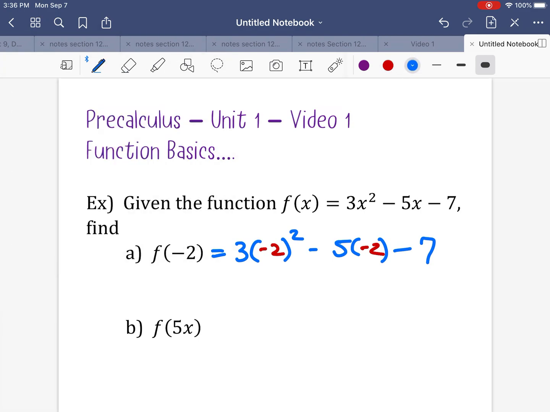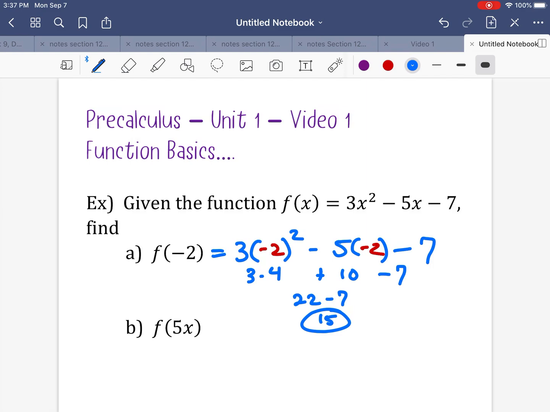So then I work it out, and -2 squared here is 4, so this is going to be 3 times 4. Negative times a negative is positive 10, and then minus 7. So I have 12 plus 10, so 22 minus 7, so I end up with an answer of 15.